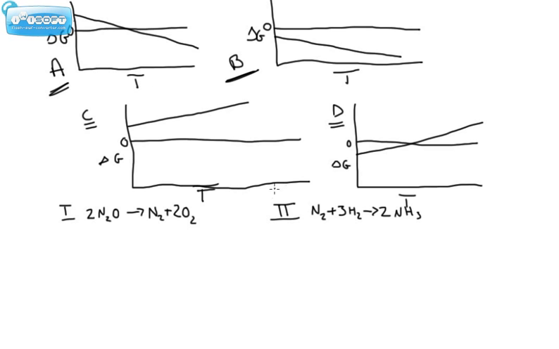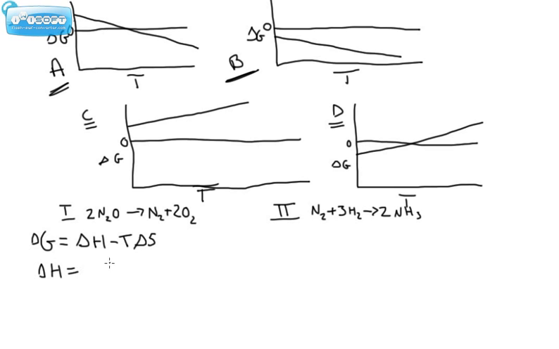Then we're given a number of reactions and we're asked to match the plot of delta G versus T to each reaction. So let's start with the first reaction, which is 2N2O goes to N2 plus 2O2. Now in order to solve this problem we need to look at the equation for how delta G varies with temperature. Well, the equation we know for that is delta G equals delta H minus T delta S. Using the data that was given we can actually compute delta H and delta S for this reaction. So let's start with calculating delta H for the first reaction.